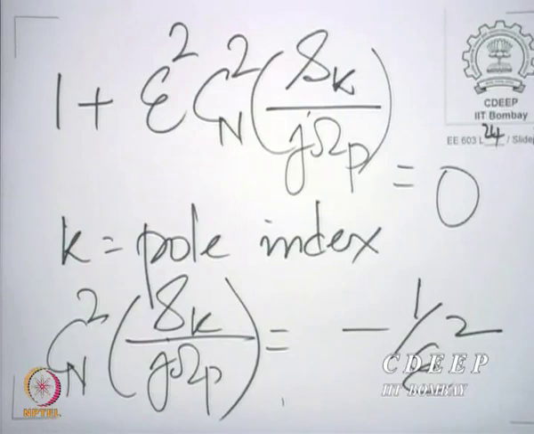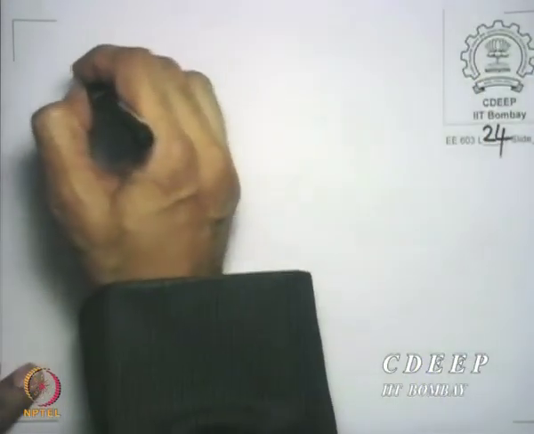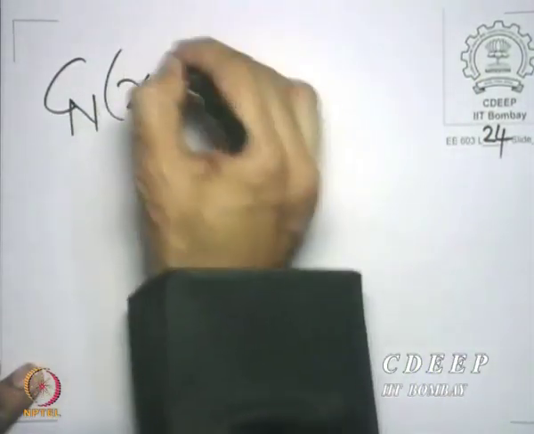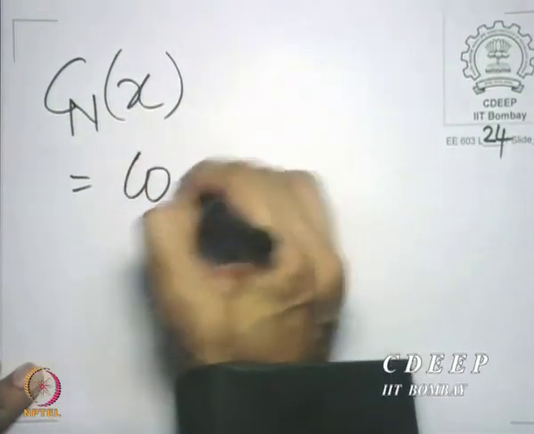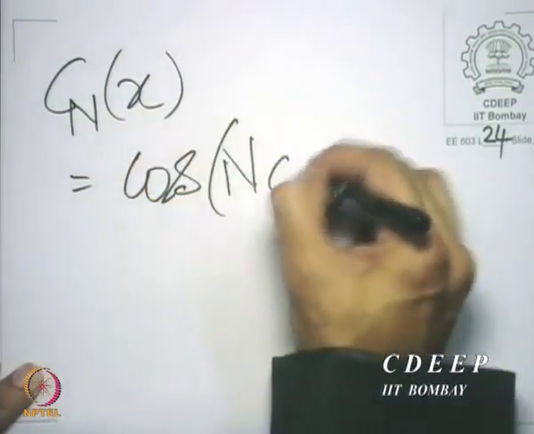Now, we could take both the positive and the negative square root on both sides, right? But we will see that it is adequate to take any one of them. Once you are going to run k over the integers, it would take care of the case of positive and negative by running it over a sufficient number of consecutive integers, right? So, we will go back to expanding C n. C n x, if you recall, is essentially cos of n times cos inverse x.